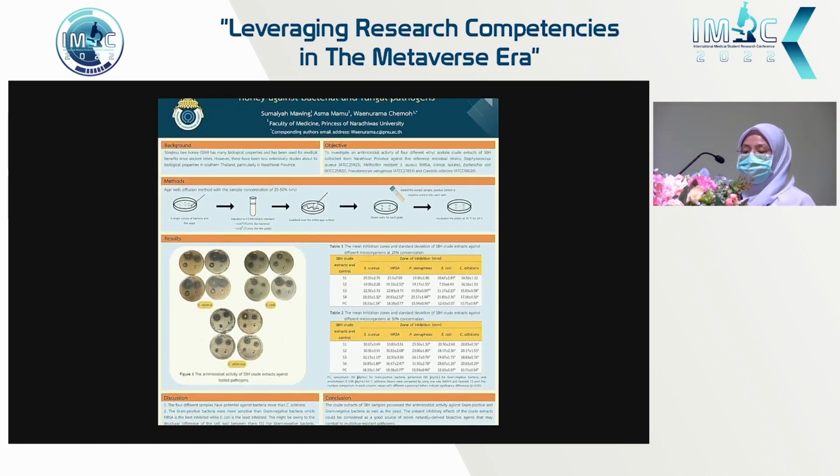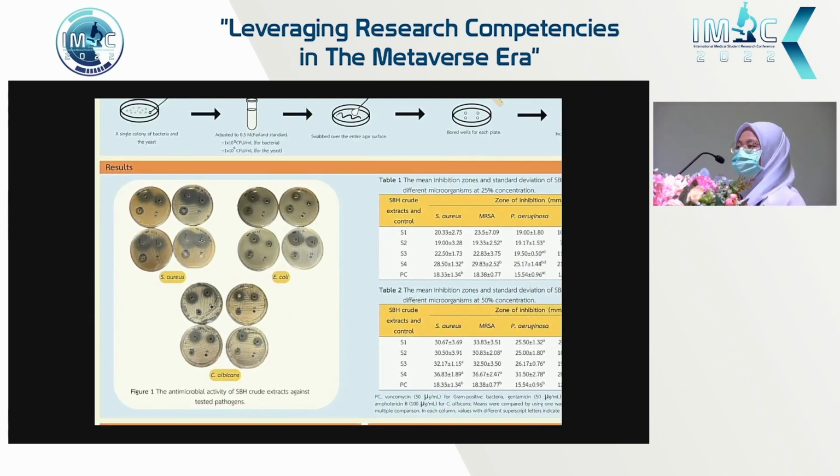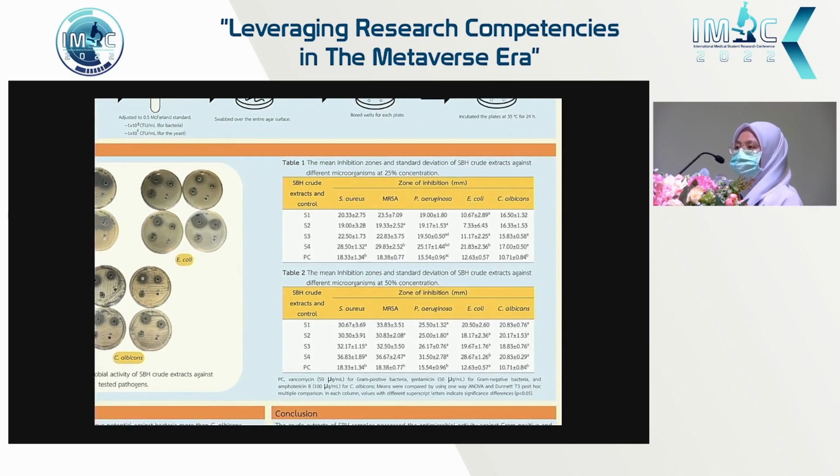Here is our result. Figure 1 is an example of our result, and as you can see, in every pathogen plate that we tested, the first well created a zone of inhibition bigger than the second well. This indicates the concentration dependence of our crude extract. On the right side, we have table 1 and table 2 showing the inhibition zone in millimeters. This is a quantitative assay.